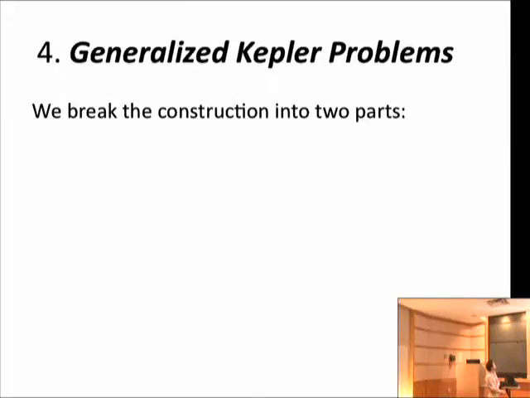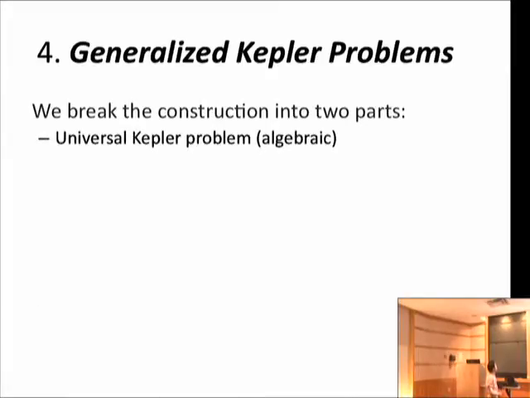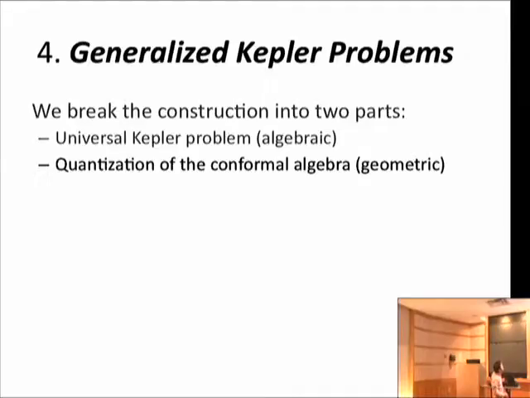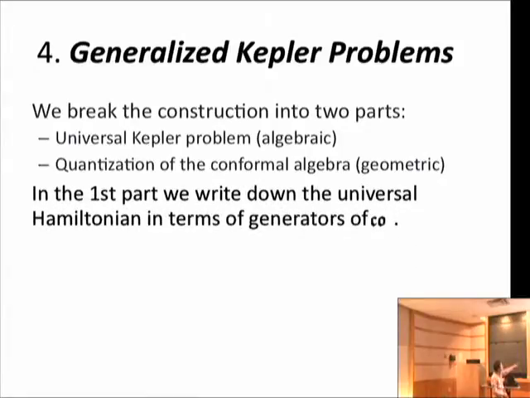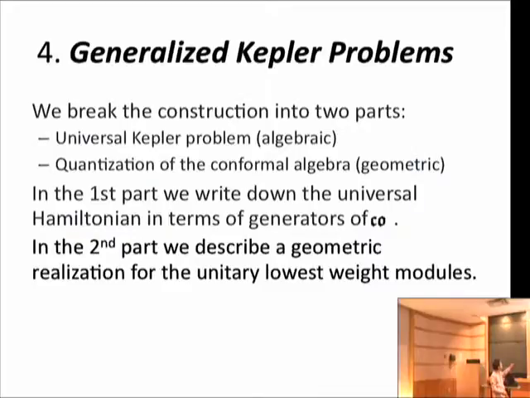Now I want to talk about the generalized Kepler problem. So I will break this construction into two parts. And the first part is the algebraic. There is something called a universal Kepler problem, just like in vector bundle or calculus classes. There is a universal bundle, universal classes. Okay. And the second part is the quantization of a conformal algebra. I will tell you what I mean in the next slides. And in the first part, we write down the universal Hamiltonian in terms of the generators of the conformal algebra. And also, I will write down the universal length vector in terms of the generators of the conformal algebra. In the second part, we describe a geometric realization for the unitary lowest weight modules. Okay?